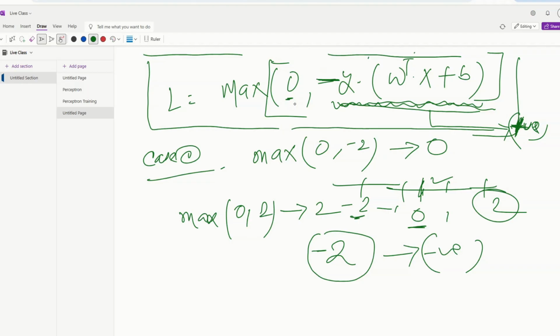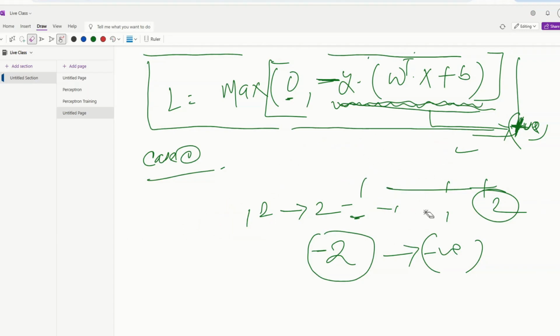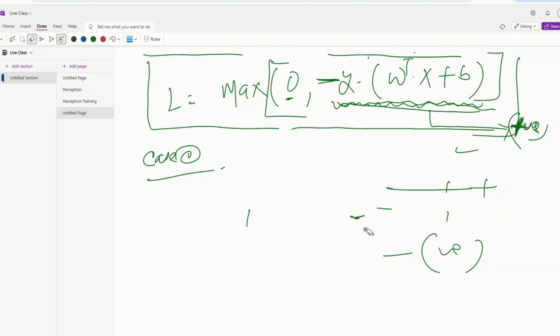So between 0 and a negative, what can be the maximum? It will be 0, right? So this is the case here. I was explaining very simple math. Let me remove this. It's very simple math, by the way. Now I hope you're able to understand.